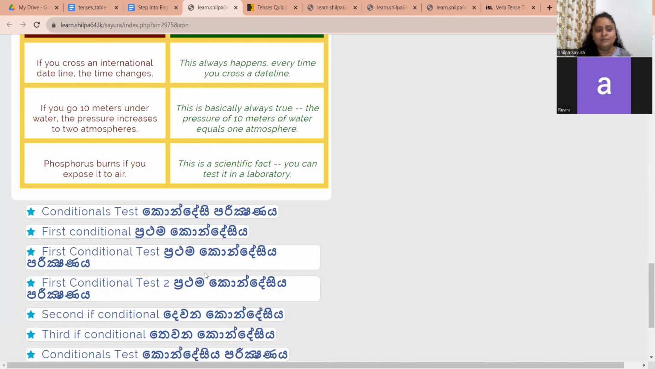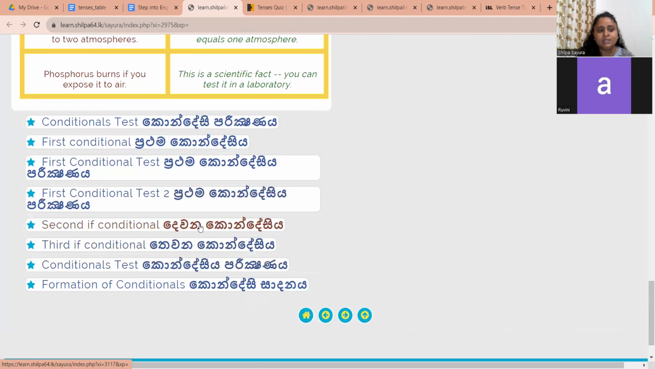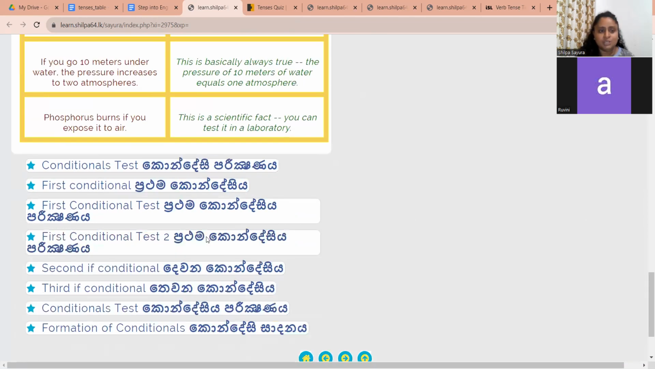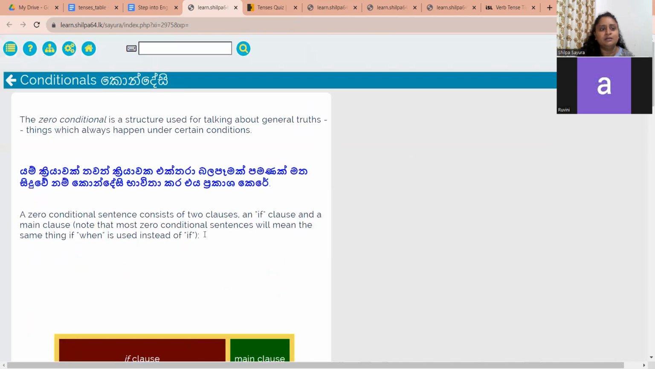First condition and second condition and third condition. So there are altogether 4 conditionals. So let's see the first one, which is zero condition. So the zero conditional is a structure used for talking about general truths. General truths. One are the general truths. Things which always happen under certain conditions.